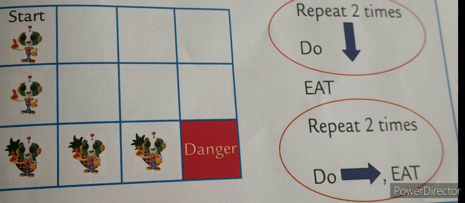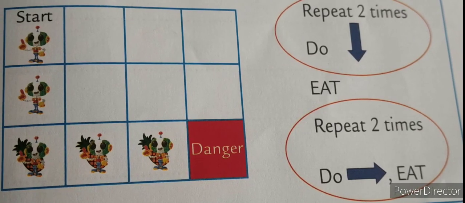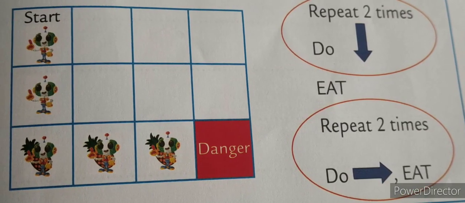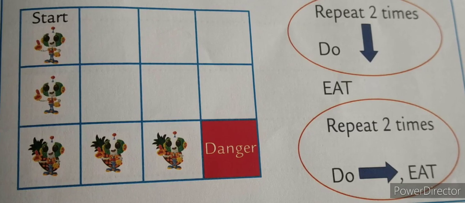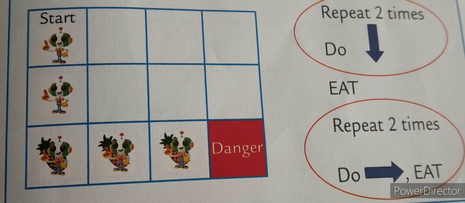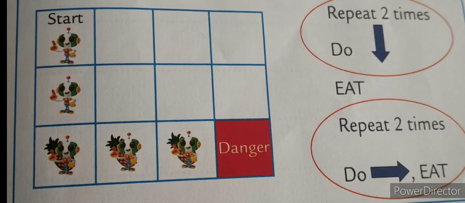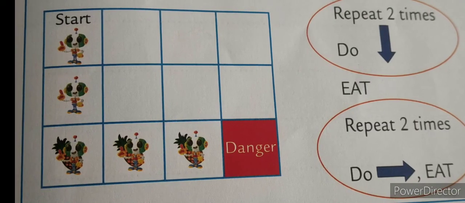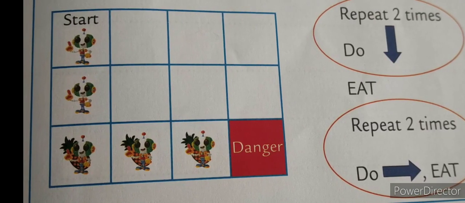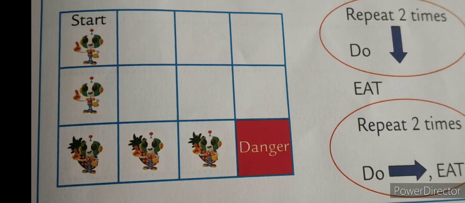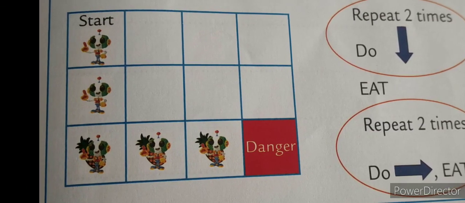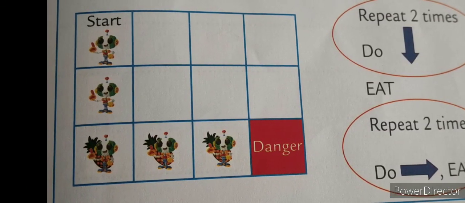We have done debugging. So instead of reaching the danger place, Robbie is safe. And this can be achieved by repeating a particular set of instructions. Thank you.